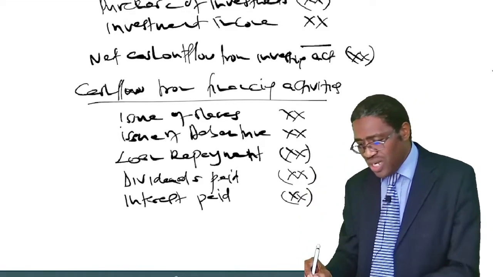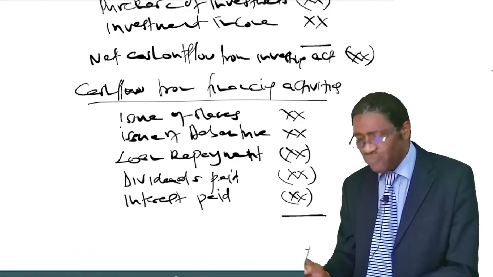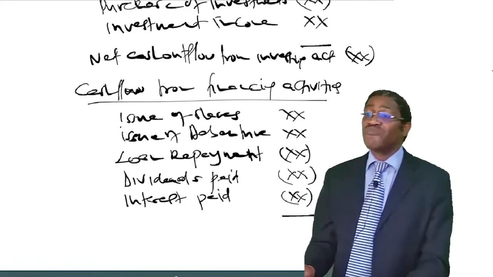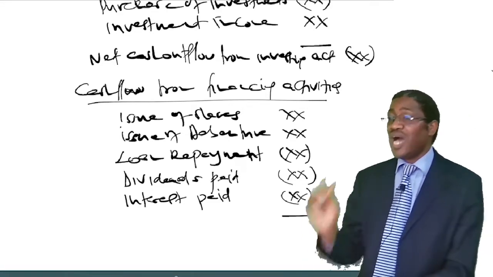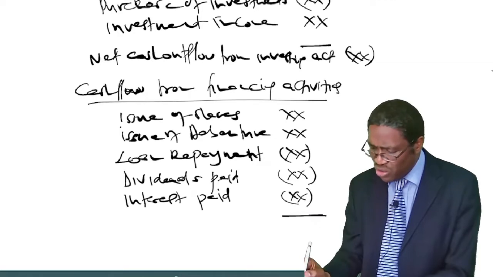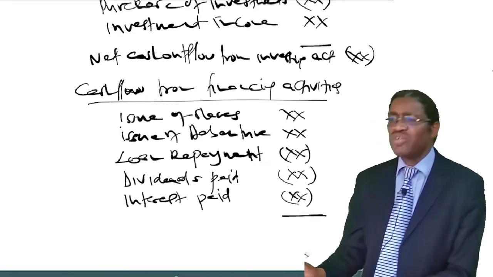For now, let me assume those are the only financing activity items. Then you get the total again, and you push it to the extreme.